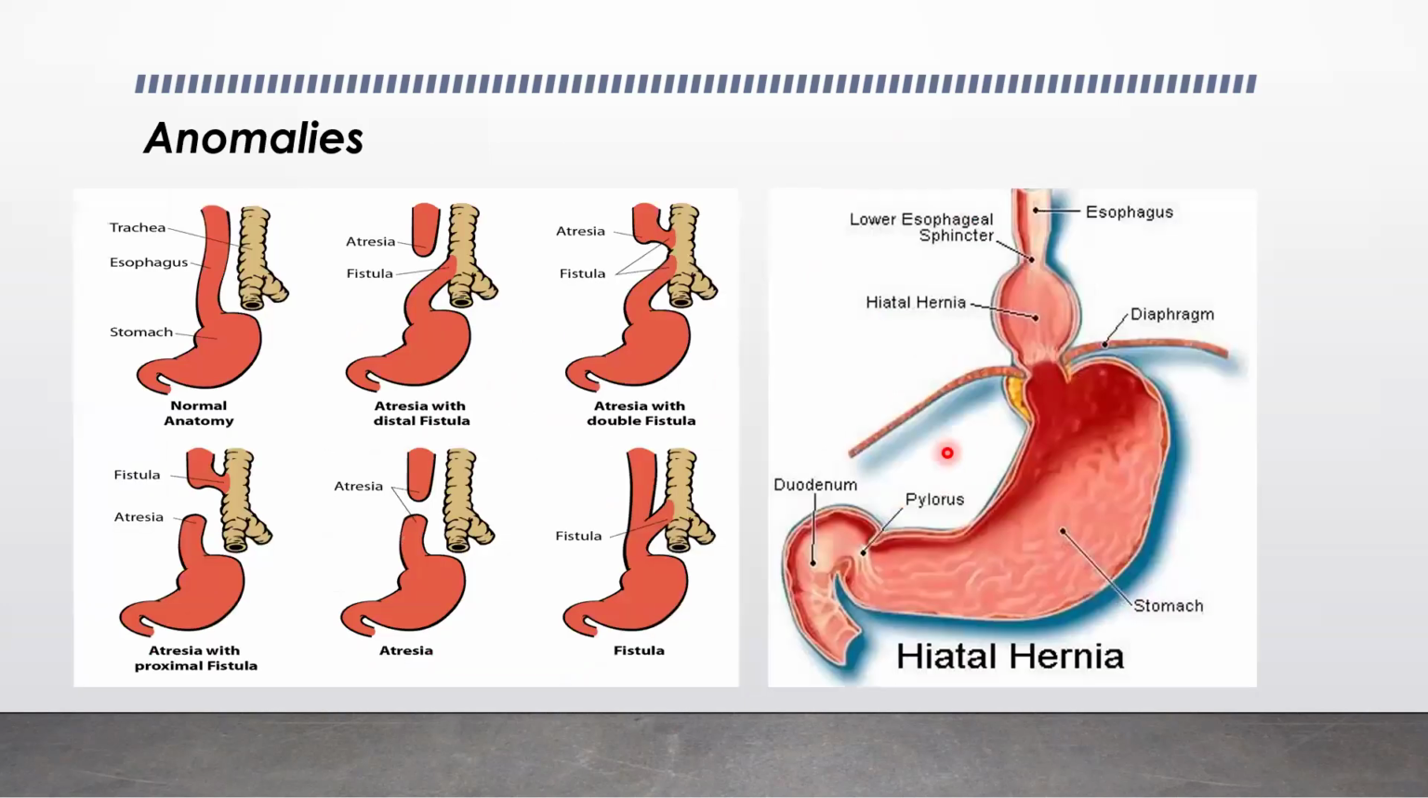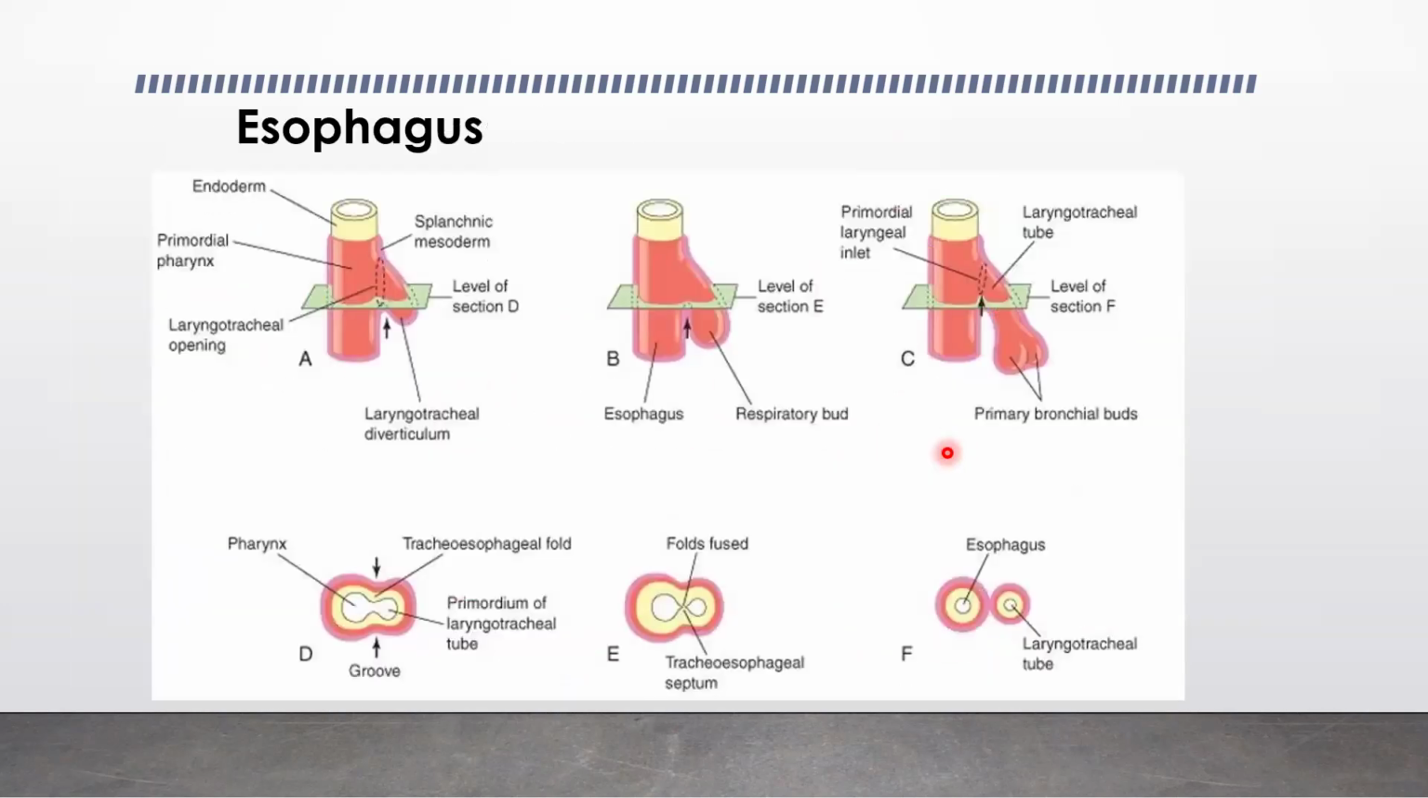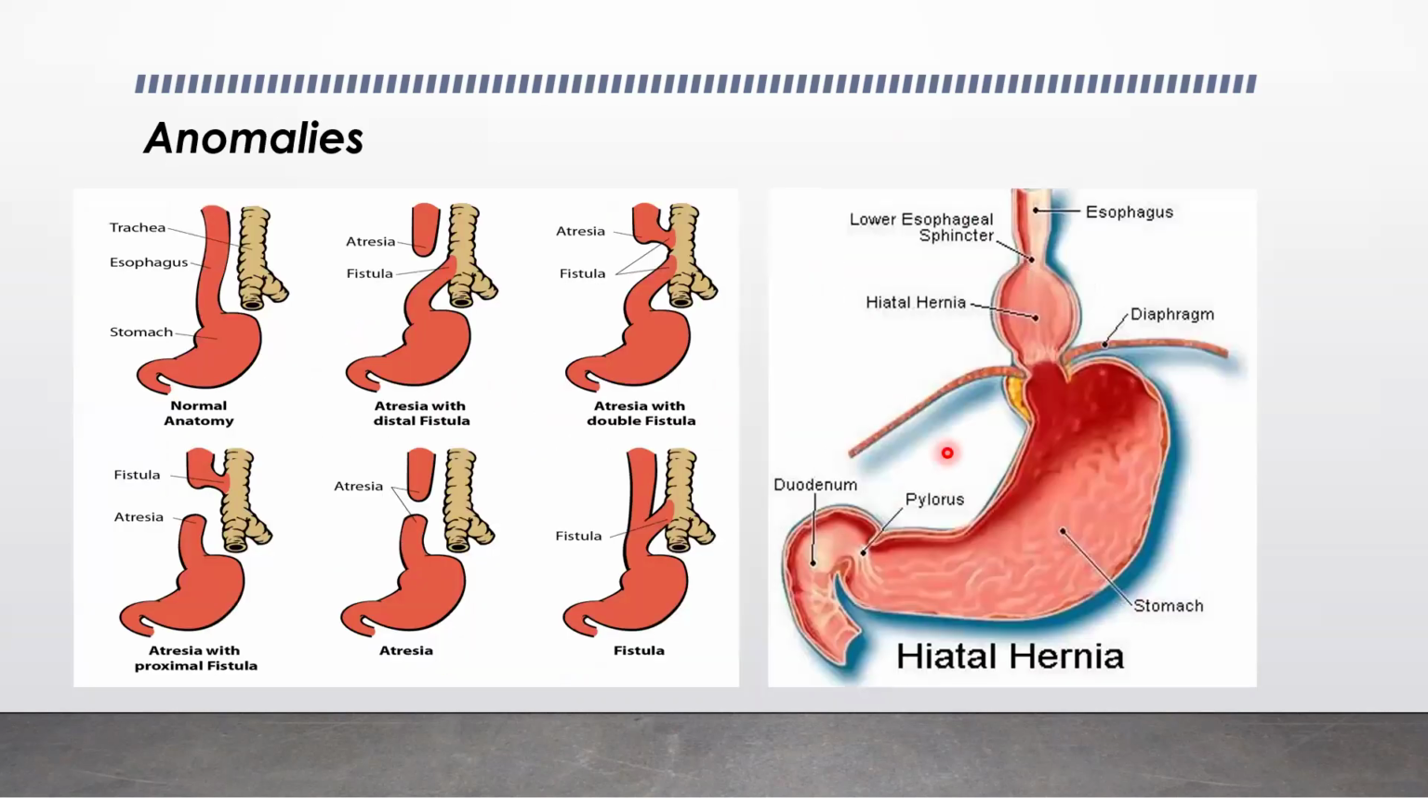So that's it. What happens if you have an abnormal septation? If you have an abnormal septation, you'll have these anomalies here: the tracheoesophageal fistulas. You can have esophageal atresias with or without tracheoesophageal fistulas. The first one is a normal anatomy. At this point, the normal septation happens, and that's the reason it's a normal anatomy.